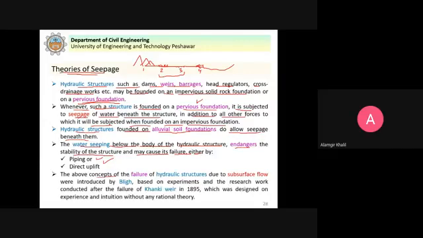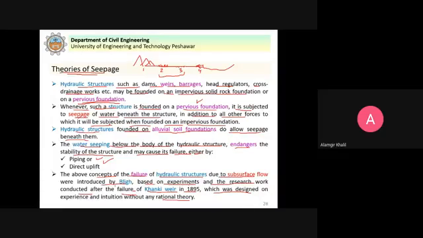The above concepts of failure of hydraulic structures due to subsurface flow were introduced by Bligh based on experiments and the research work conducted after the failure of Khanki weir in 1895. After that failure, experiments were conducted because the structure was designed on experience and intuition without any rational theory. So experiments were conducted to find out the causes of failure so that in future we can have more stable structures.